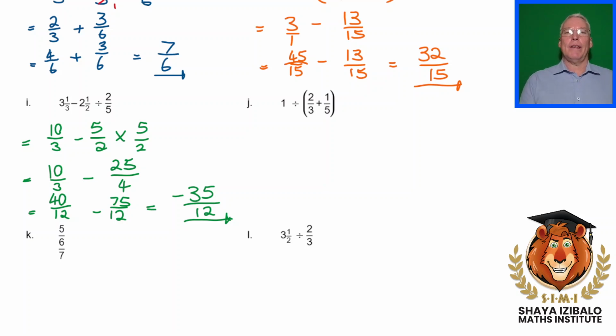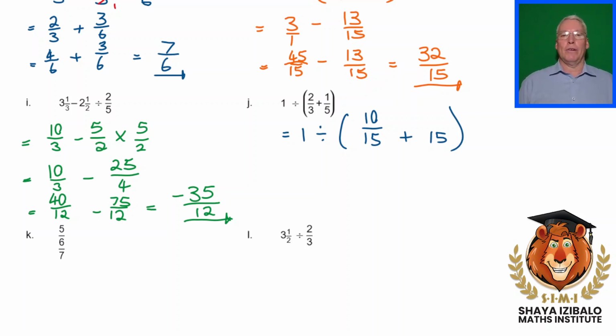Well, we need to work out what's happening in the brackets first. So we've got 2/3 plus a fifth. We want to add those things. They're not the same type. What do 3 and 5 both go into? They both go into 15. What have I multiplied 3 by to get to 15? By 5. Let's multiply 2 by 5. 10 over 15 is exactly the same as 2 over 3.